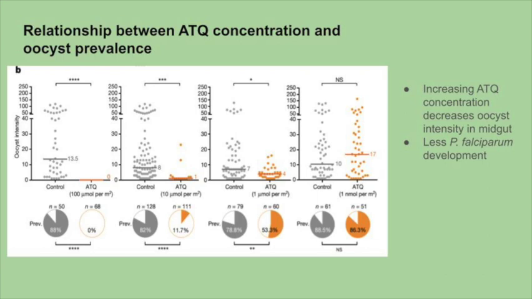And so as we see decreasing concentrations of ATQ going from the left graph to the right, we can see that the oocyst intensity and prevalence does increase. And so that does show that there's less Plasmodium falciparum development, and it also shows that increasing ATQ concentration does cause decreased oocyst prevalence in the midgut.